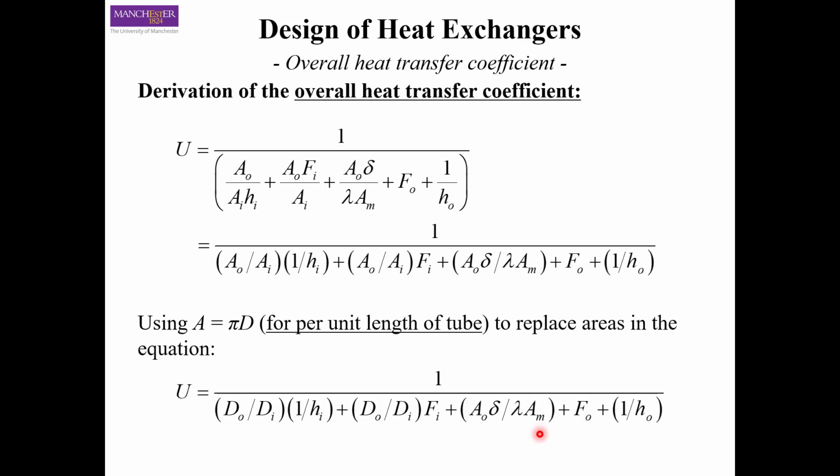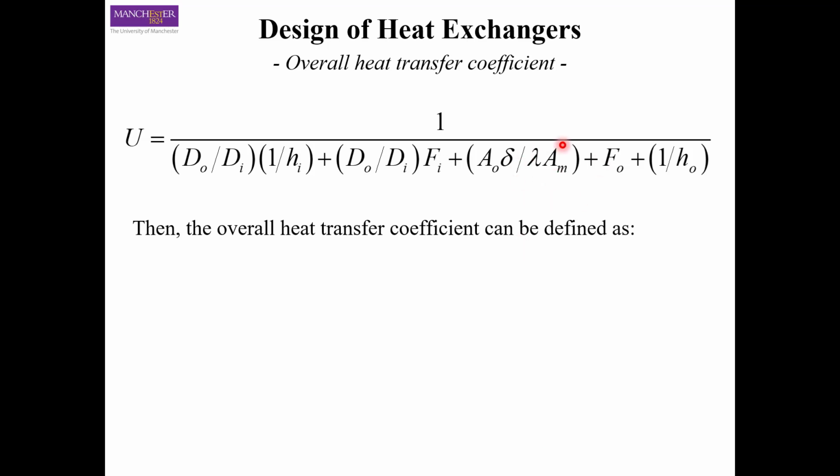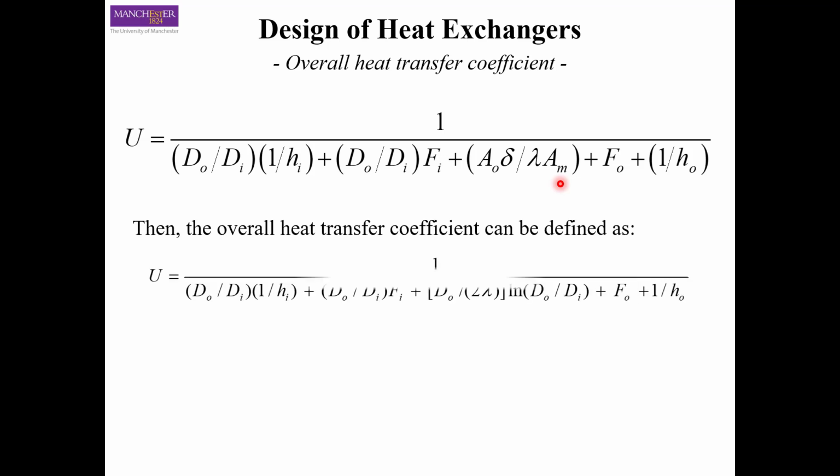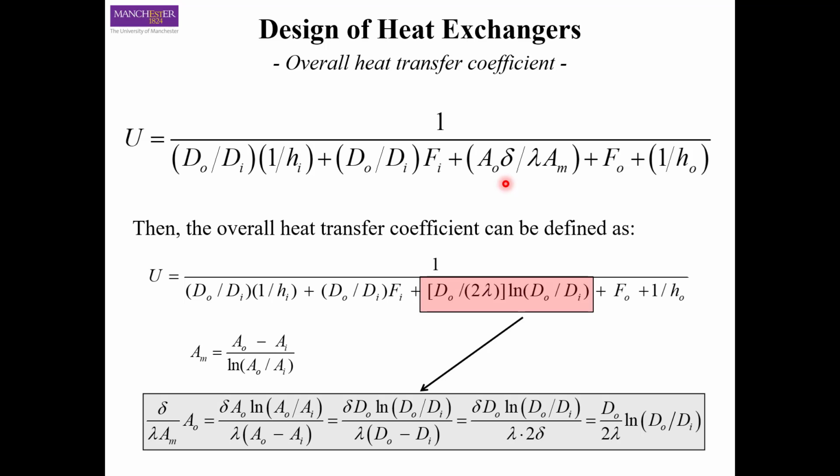So if you use the definition of Am from our previous slide, we can simplify it like this. So how do we get to this equation? So we know that sigma over lambda Am times A node is equal to, so here we have put the value of Am. So value of Am is A node minus Ai over ln of A node over Ai. Okay, and again we use the same definition of surface area as A is equal to pi d, and if you expand all these area terms, you have this equation in the form of diameter instead of the areas.